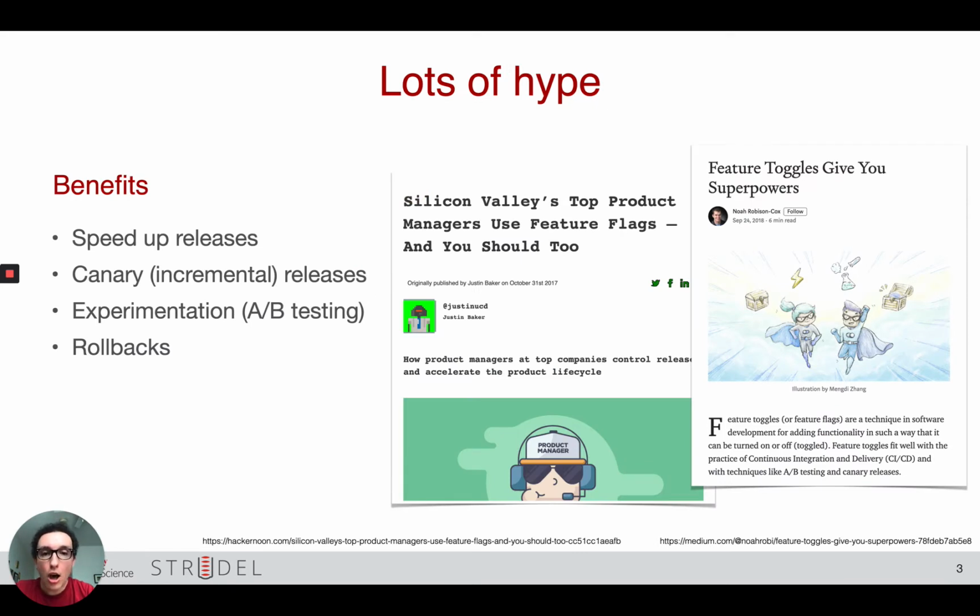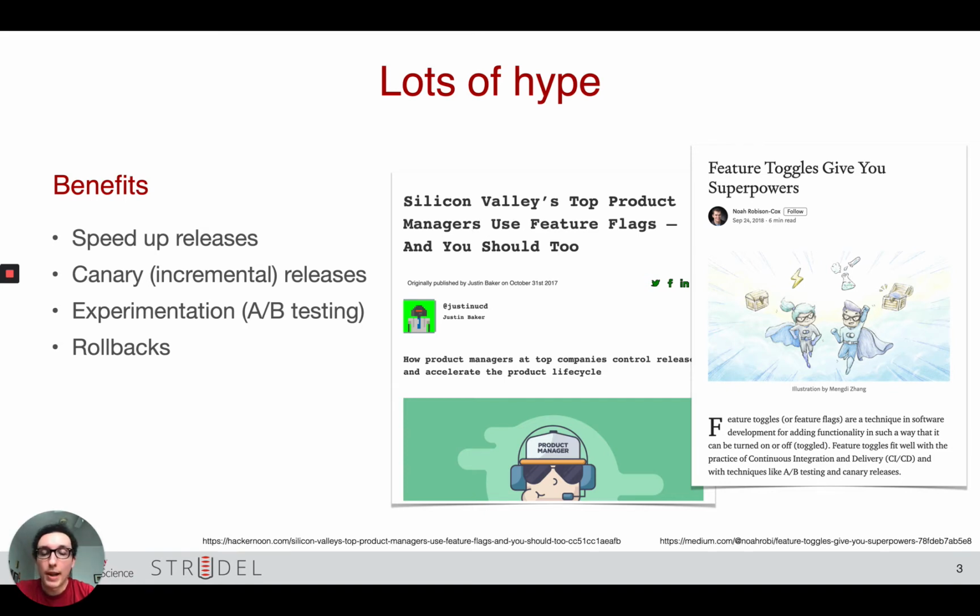There's a lot of hype. If you've been following the DevOps movement, there's a lot of hype around feature flags online. People are talking about how they can speed up releases, how they enable these canary or incremental releases, so gradually releasing to larger and larger fractions of your user base, and perhaps running experiments or A/B tests during these canary releases to detect how successful a particular feature implementation has been.